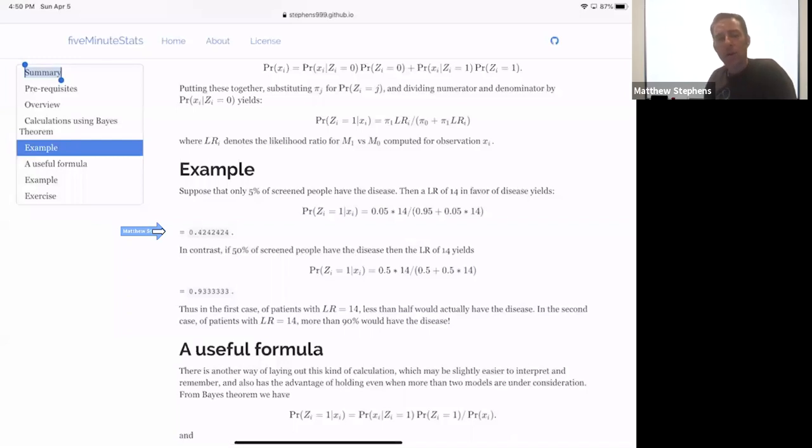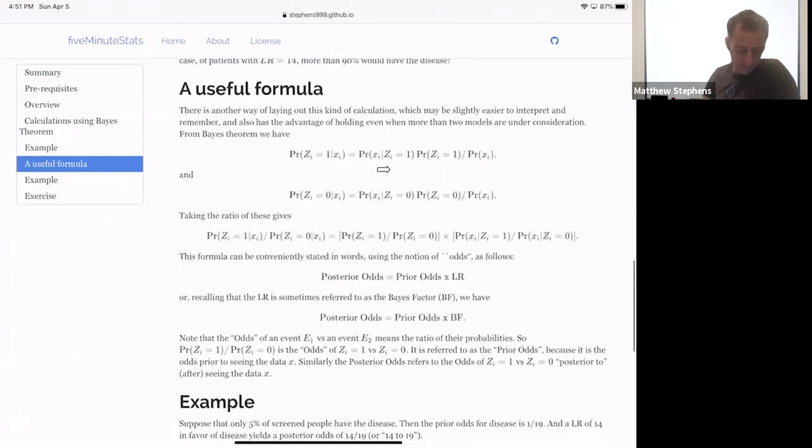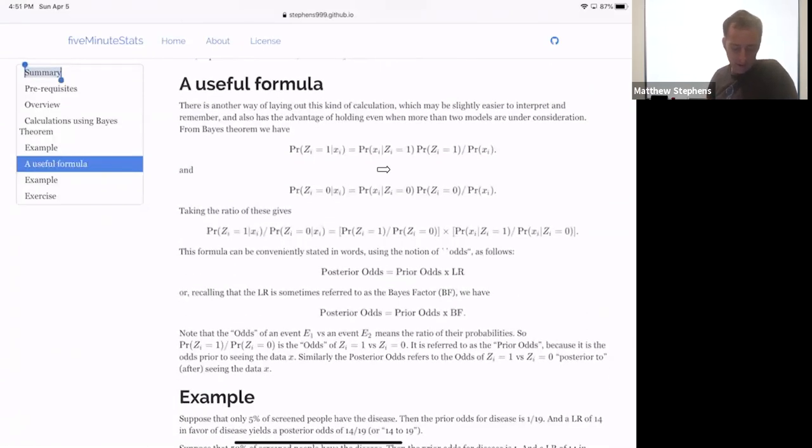Okay, so that's the intuition. The calculations just involve a simple application of Bayes' theorem, but there's a slightly different way of laying out the calculations. It's the same calculation, but a different way of laying it out, which is given here. I think it's worth taking a look at this.